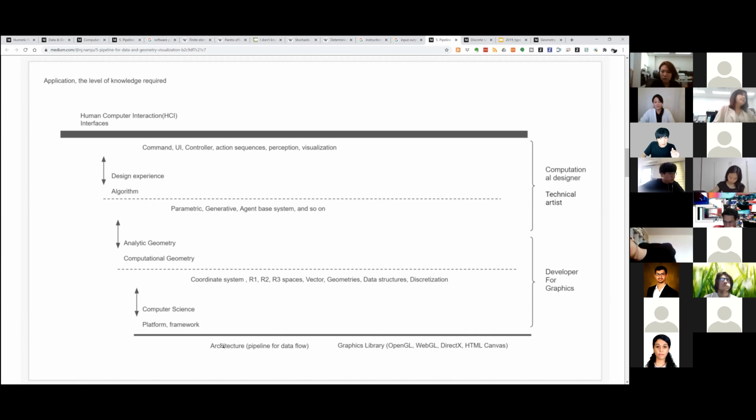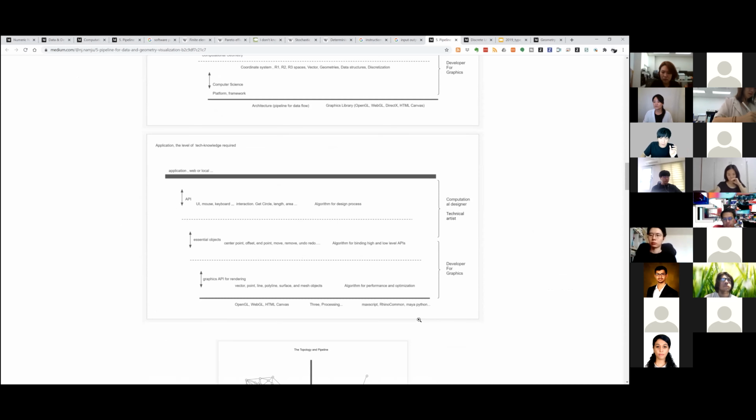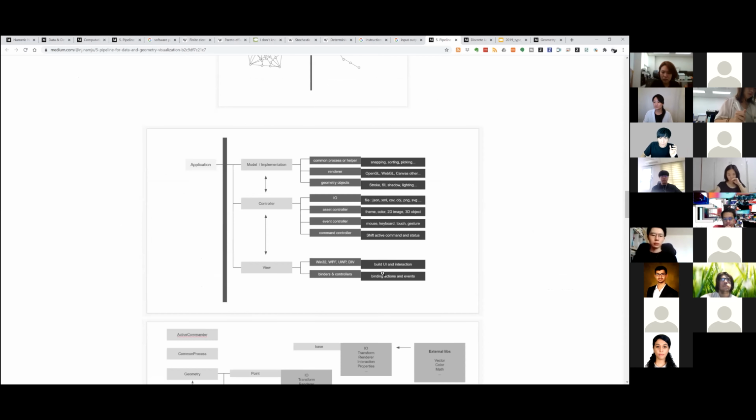And the other layer, all the way down, is the framework. For example, OpenGL, WebGL. Rhino is basically built on, I guess, either OpenGL or DirectX, because of the Windows platform. This may be too low-level for you guys, but I just share the diagram here.